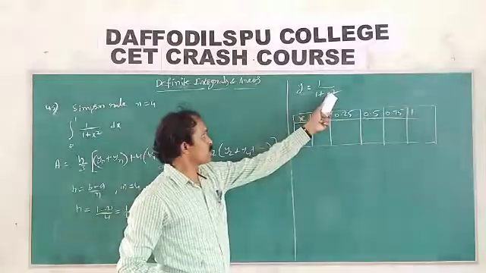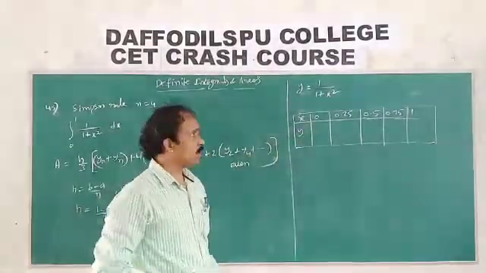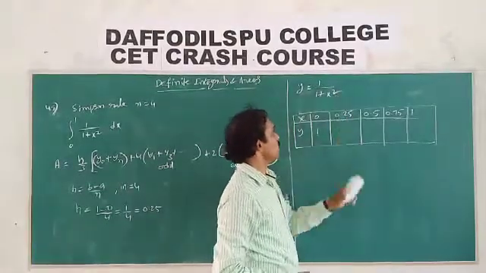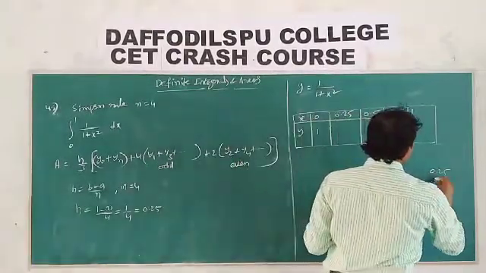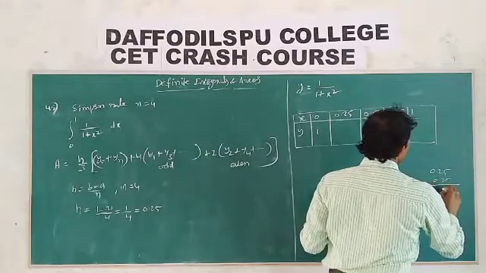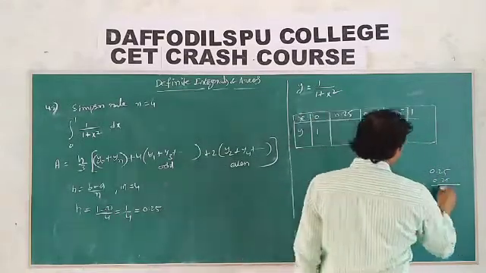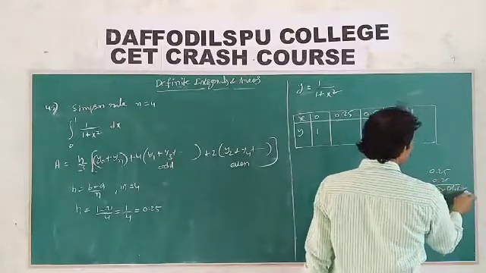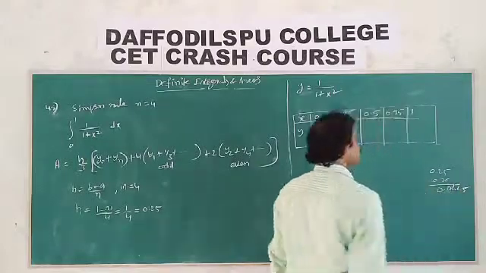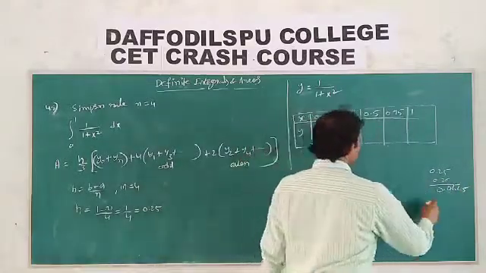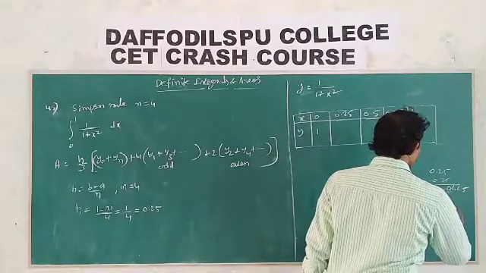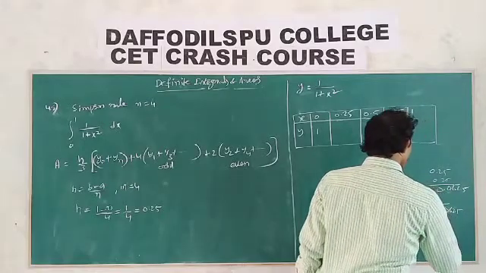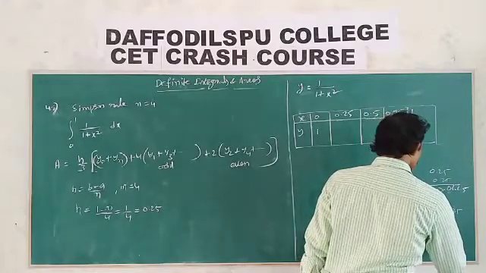Here, substitute x as 0: 1 by 1 plus 0, that value is 1. Then 1 by 1 plus 0.25 whole square, 0.25 whole square, so this value is 0.0625. Here there are 4 decimal places: 1, 2, 3, 4, 5, 0.0625. And 1 by 1 plus 0.0625, divided by 1.0625.